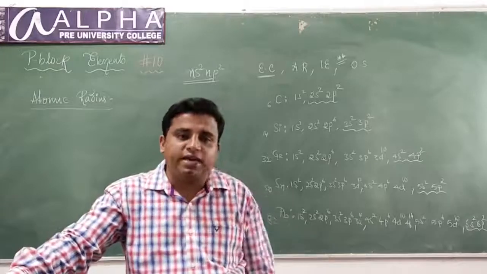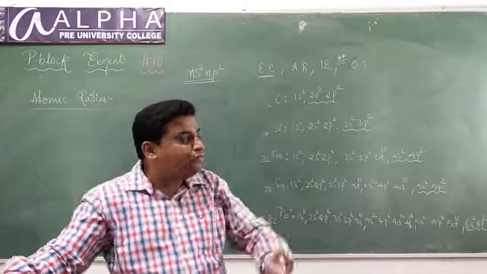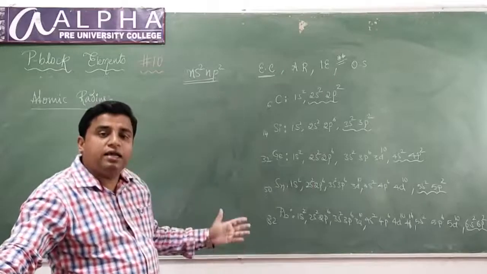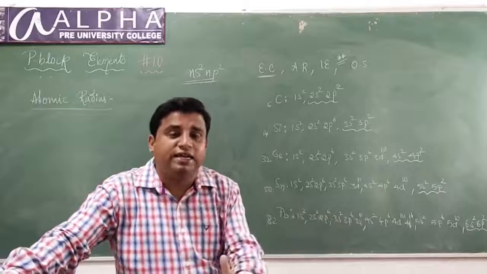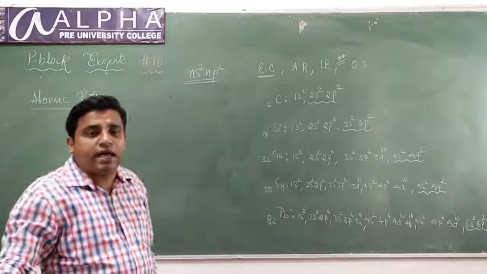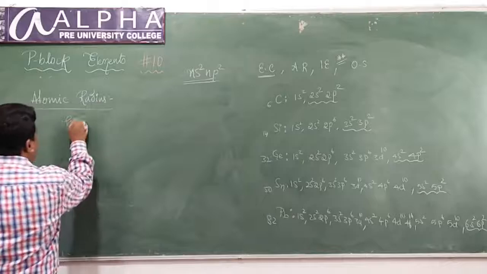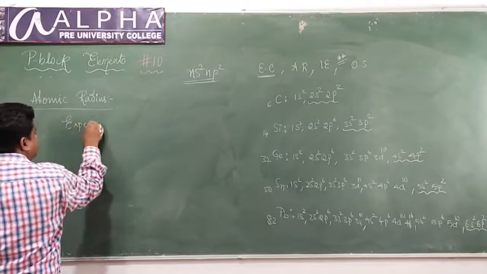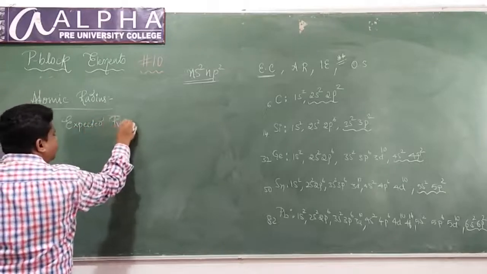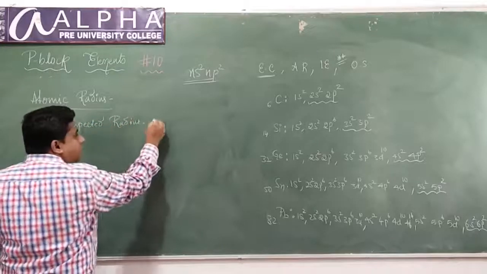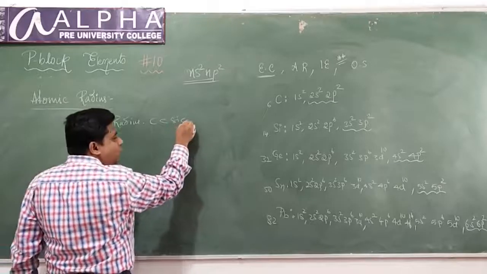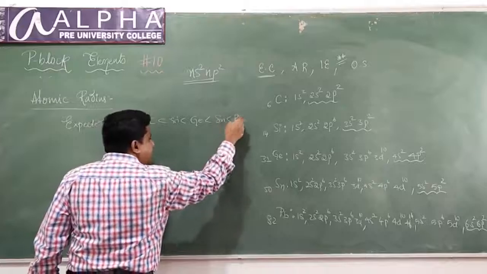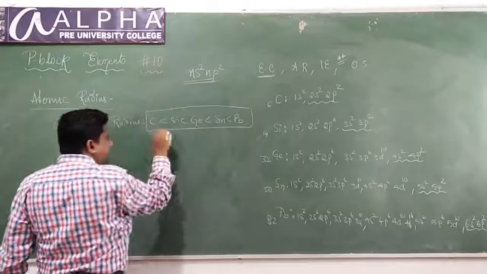Okay, I don't have to explain it again, correct? As we go from carbon to lead, the atomic radius should increase. Therefore, what is the expected atomic radius? We are expecting the atomic radius to be carbon less than silicon, silicon less than germanium, germanium less than tin, tin less than lead, isn't it? This is the expected atomic radius.